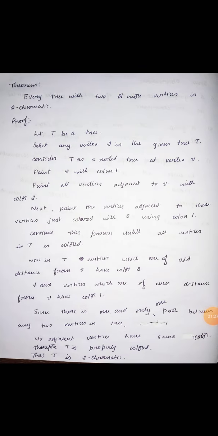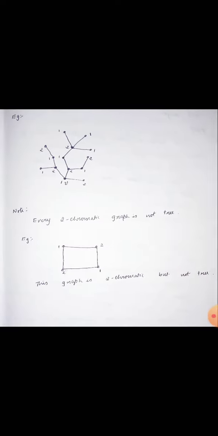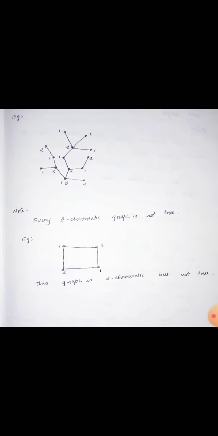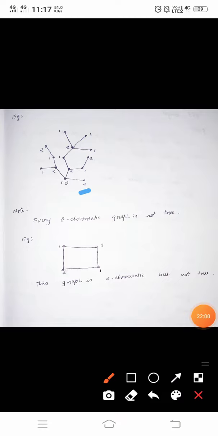Okay. Now paint all the vertices adjacent to V with color 2. We have to paint all the vertices which are adjacent to V with color 2. See, how many vertices are adjacent to V? 1, 2, 3. 3 vertices are adjacent to V. We have to color the vertices which are adjacent to V with color 2. I have colored here. All these 3 vertices which are adjacent to V are colored with color 2.